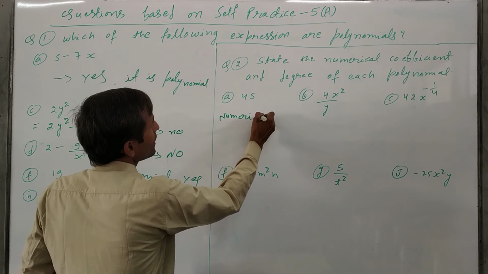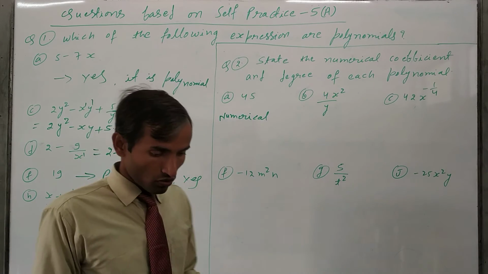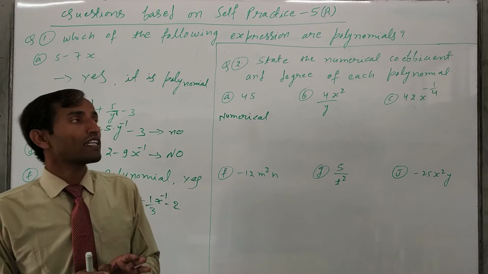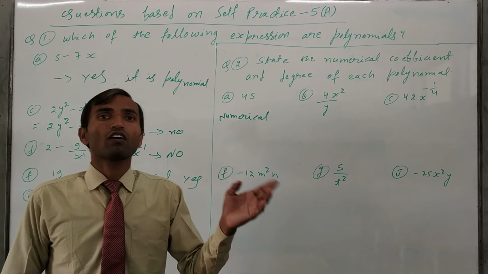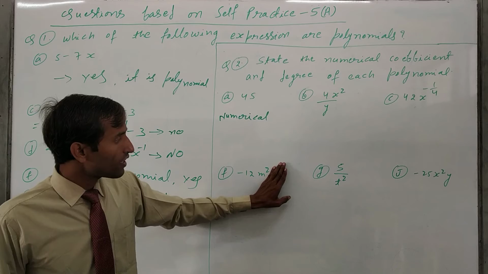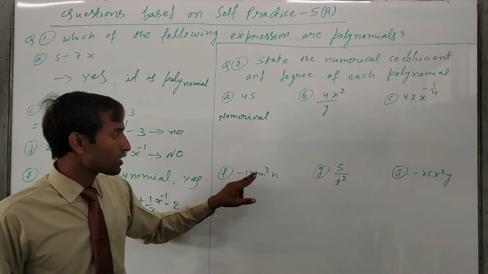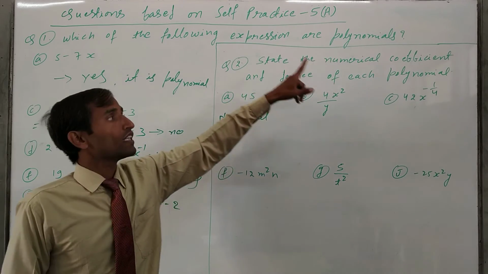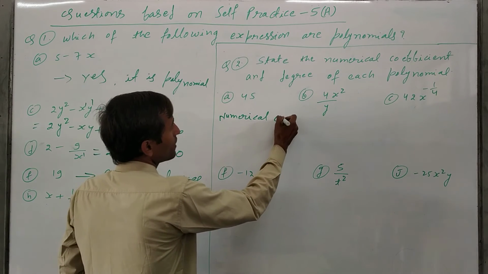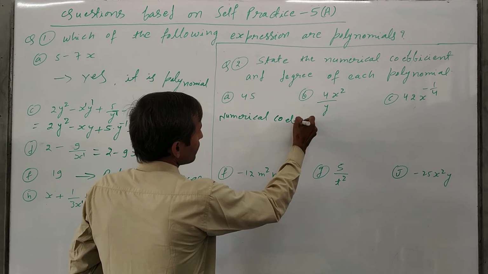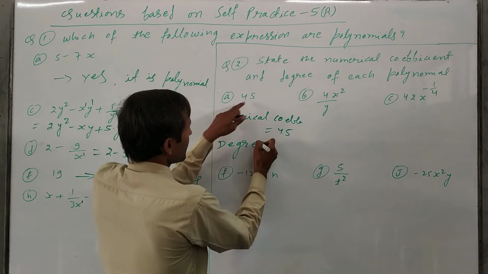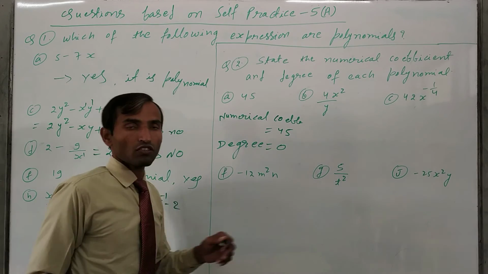Numerical coefficient I have already explained through the video. Coefficient means the number multiplied with the variable. If we find the coefficient of, say, the term, just leave the variable and the number is the coefficient. But the question is asking for the numerical coefficient, so the answer is the number only. So numerical coefficient is equal to 45 and degree is equal to 0, because the variable is not there.